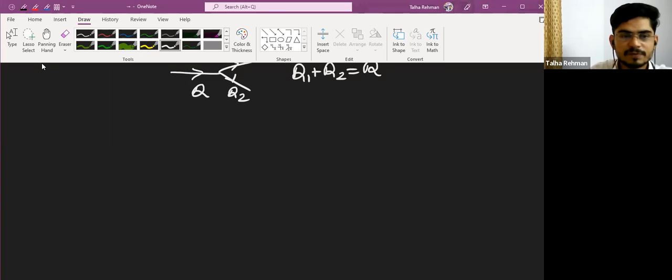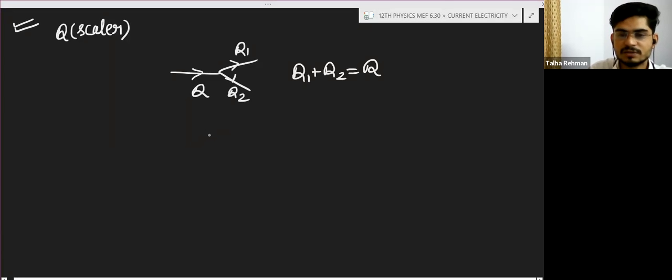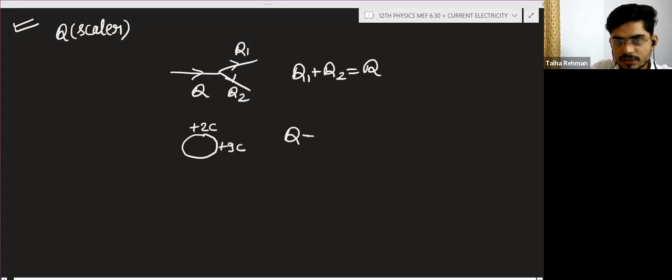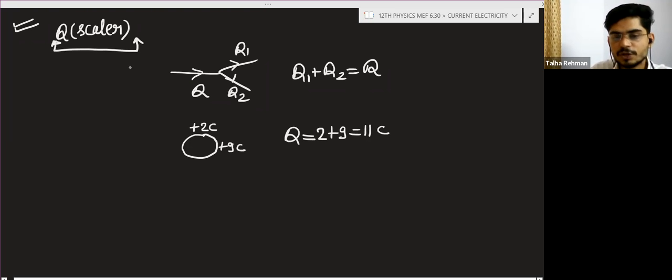Or in simple words, we can add the charges on a body. Here is plus 2 coulomb charge, we have done this in Gauss law also. Here is plus 9 coulomb charge. If we want to find the total charge, there is no need of direction. We simply add the charges like this: 11 coulomb. So charge is the scalar quantity.